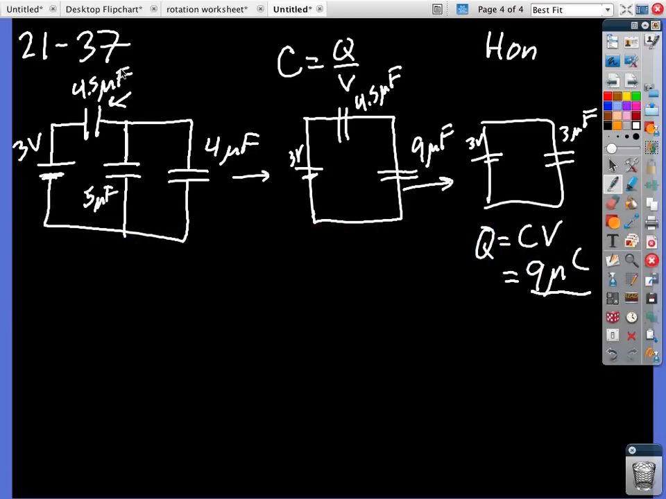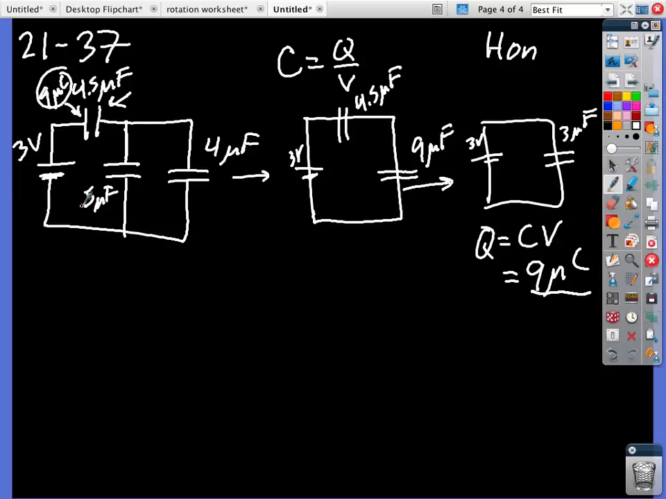Okay, 9 what? 9 microcoulombs. So this is going to be 9 microcoulombs of charge on that positive side. Okay, now, how many coulombs of negative charge are on the other side, Jenny? Of that exact capacitor? If there's 9 microcoulombs of positive charge on this, how many coulombs of negative charge are on the other side? Exactly the same. Does everyone realize that?